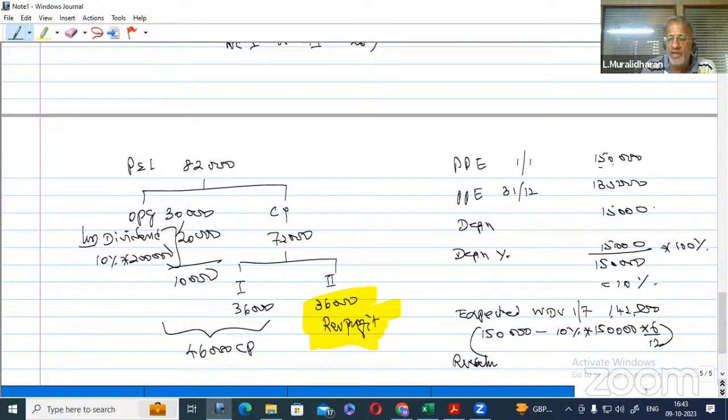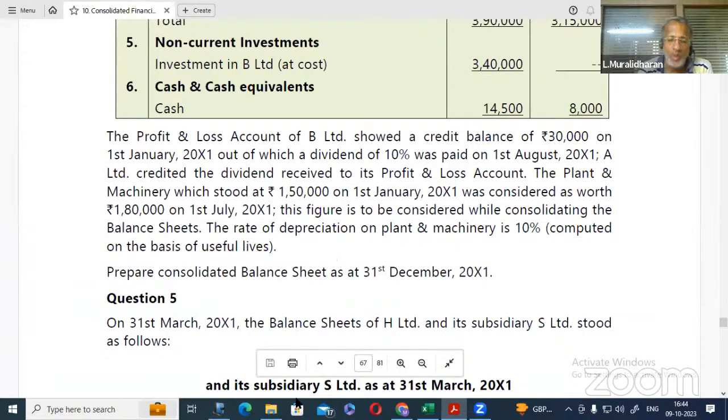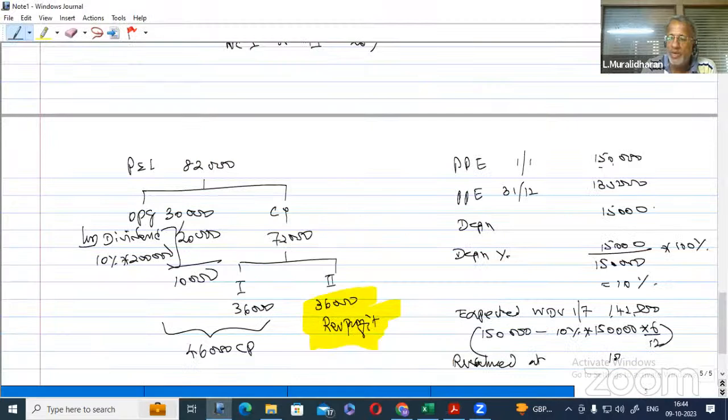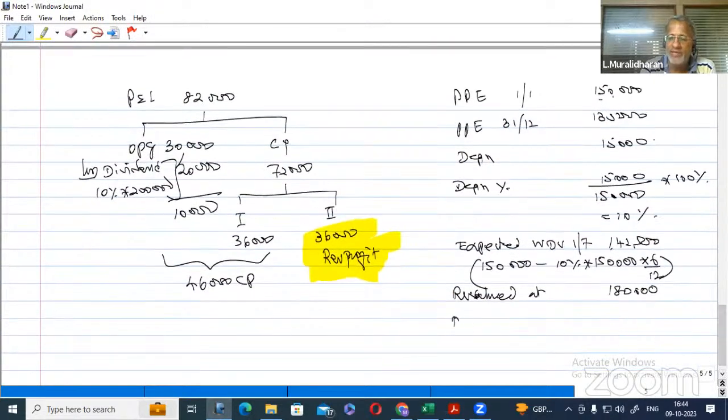It is to be revalued at 180,000. So you can understand that there is a revaluation gain to the extent of 37,500. So what is the additional depreciation that you are having?